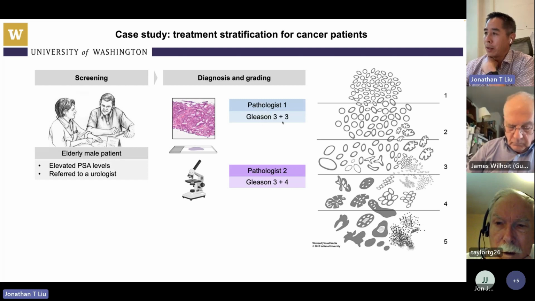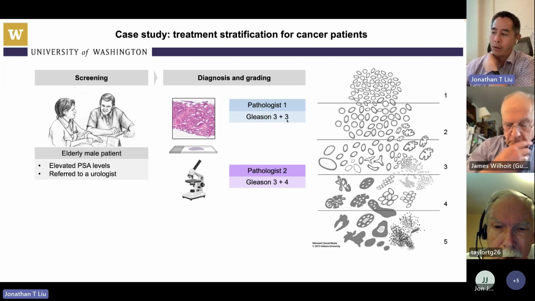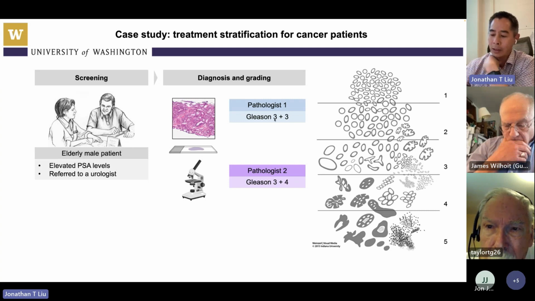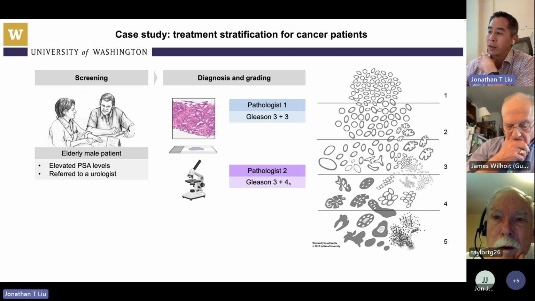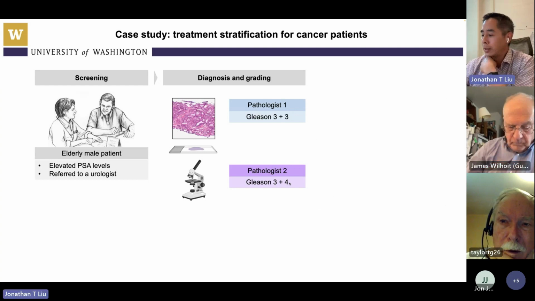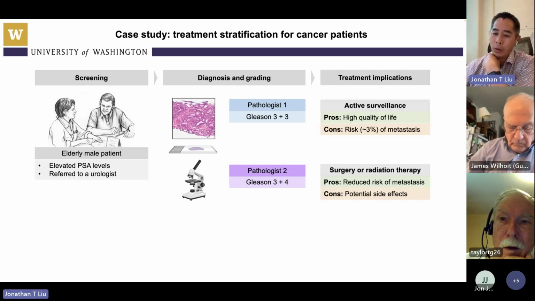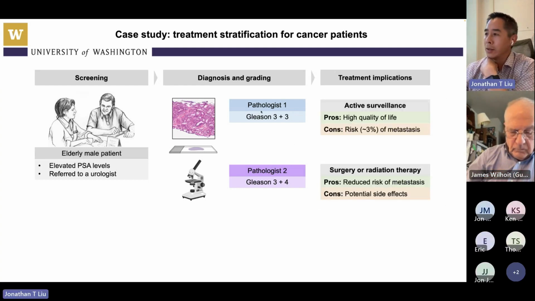In a common scenario, one pathologist may see entirely Gleason pattern 3 glands, which is a relatively indolent cancer. Another pathologist may look at the same slides and see a little bit of Gleason 4, mostly 3, but a little bit of 4. They call that a 3+4. Unfortunately, this slight difference leads to very dramatic differences in treatment recommendations.